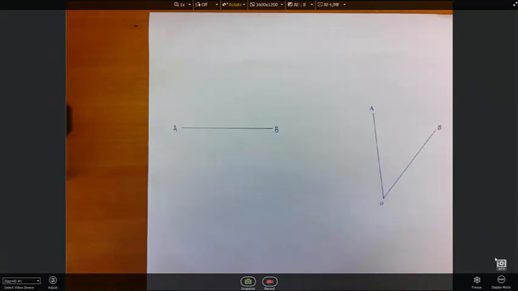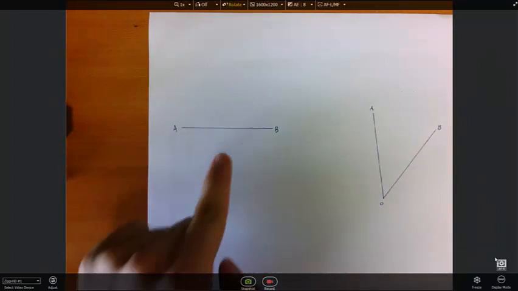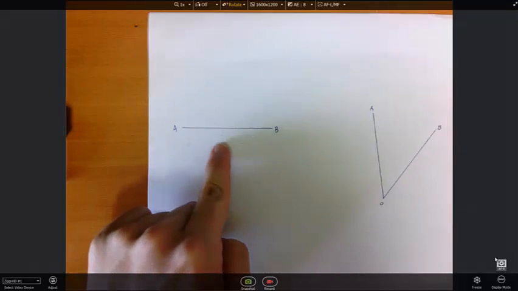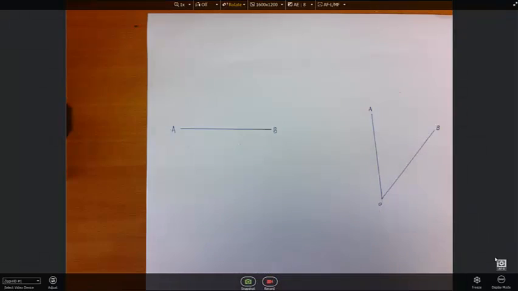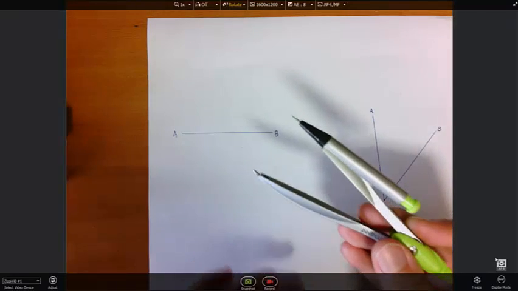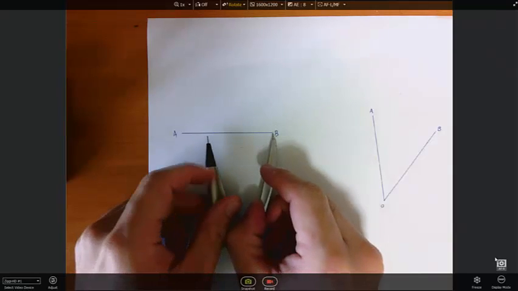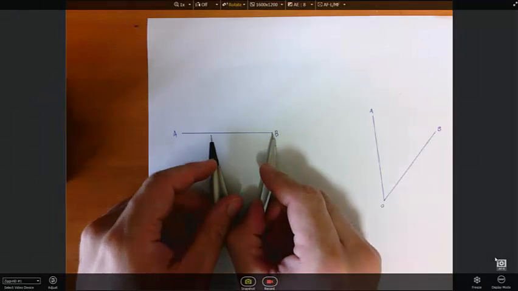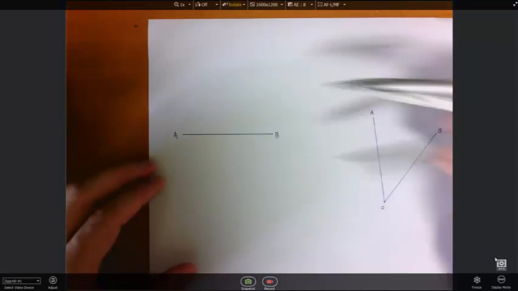Okay, today we're going to learn how to draw a perpendicular bisector of a line AB and the angular bisector of AOB. First, I will start with the line AB. How we do this, we have to use your compasses. Measure the distance, about 2/3 of the line. Roughly 2/3 would be good. Then there's no need to change the setting anymore.